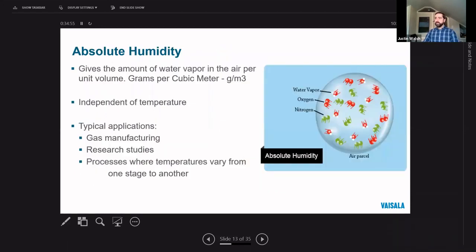Now, absolute humidity is used to represent the amount of water vapor in a given volume. It's not temperature dependent, like dew point, and it is pressure dependent, again, like dew point. This is because the pressure is going to affect the volume calculation. This can be a useful unit in processes that have varying temperatures, like high temperature applications where a sensor needs to be installed in a different, cooler location.